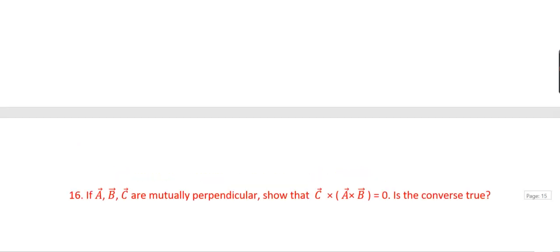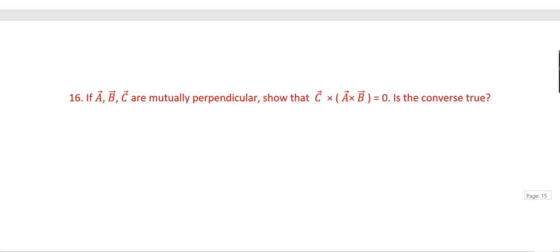Question number 16 is this: if vectors a, b, c are mutually perpendicular, then c · (a × b) is equal to 0, and its converse is also true. Is the converse true? We have to find out whether the converse is true or false.